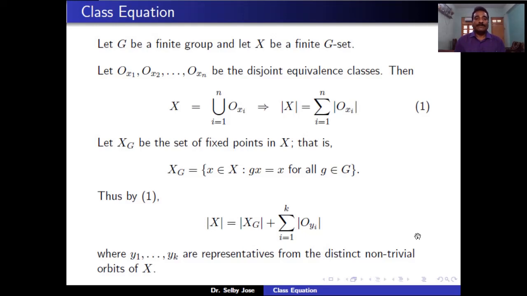So therefore, we can split X into the set of equivalence classes with one element and the set of equivalence classes with more than one element. So we can write the number of elements in X as the number of elements in X^G plus the sum of the cardinalities of the orbits which contain more than one element. Here, thus we have the cardinality of X is equal to the cardinality of X^G plus the summation i equal to 1 to k of the cardinality of Oyi, where y1, y2, etc., yk are the representatives from the distinct non-trivial orbits of X.